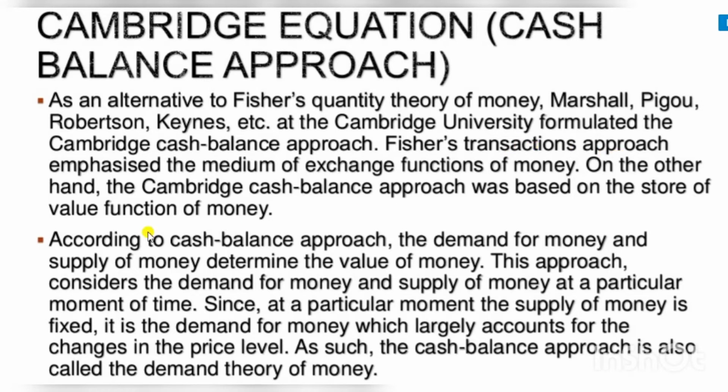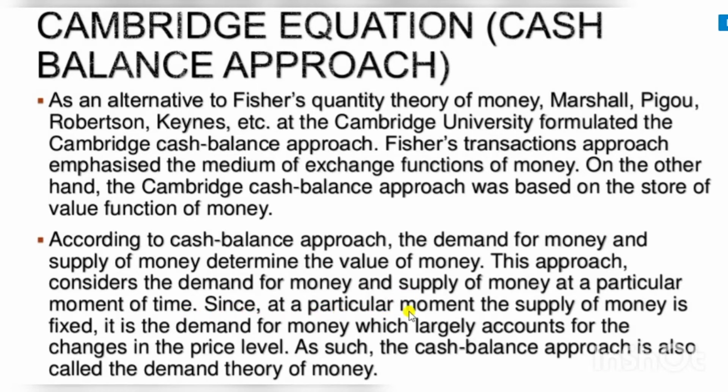Fisher's transaction approach emphasized the medium of exchange function of money. On the other hand, the Cambridge cash balance approach was based on the store of value function of money. According to the cash balance approach, the demand for money and supply of money determine the value of money. This approach considers the demand for money and supply of money at a particular point of time.